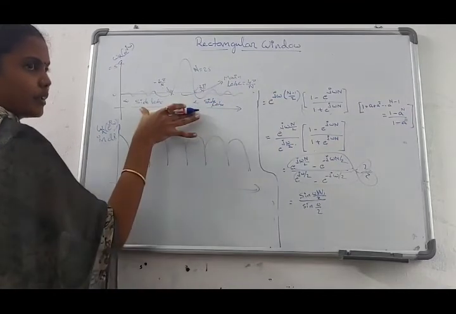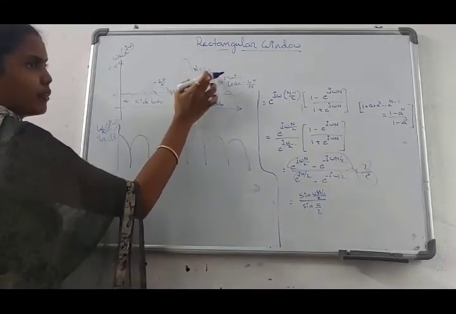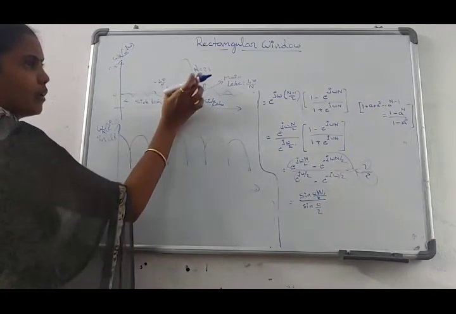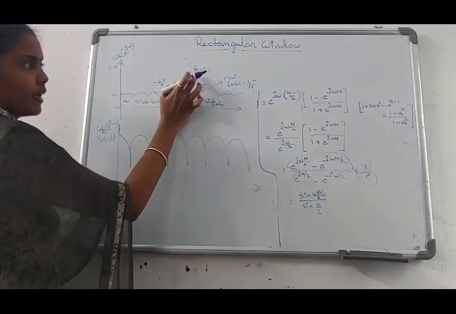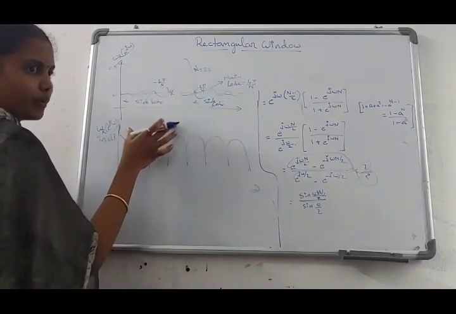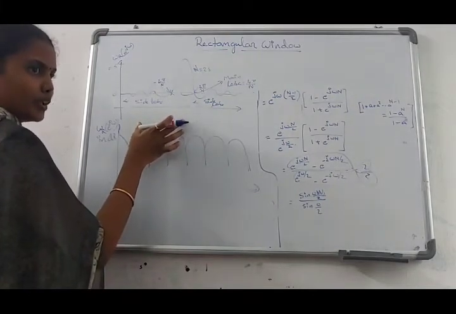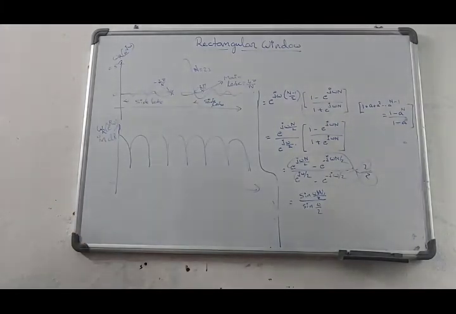So here we have taken the rectangular window at N equal to 25. This is the Fourier spectrum at N equal to 25. In this, the Gibbs phenomenon can be reduced due to fewer oscillations in the pass band and stop band.